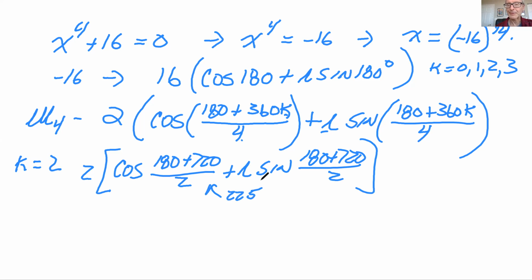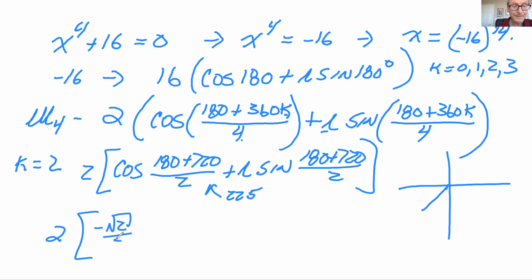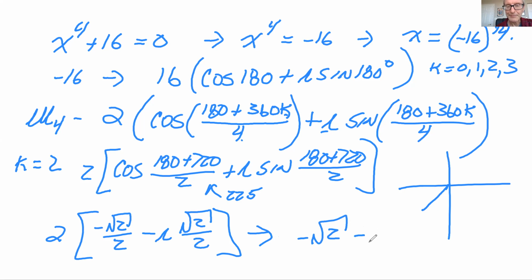225. So in this case, where are we? Well, 225 is right here, so we're in quadrant 3. So both sine and cosine are negative. So in this case, you can kind of see what the pattern is now, right? So this would be minus square root of 2 over 2, and then this would also be minus i square root of 2 over 2. So you can see the third one would be minus square root of 2 minus i square root of 2. That would be k equals 2.